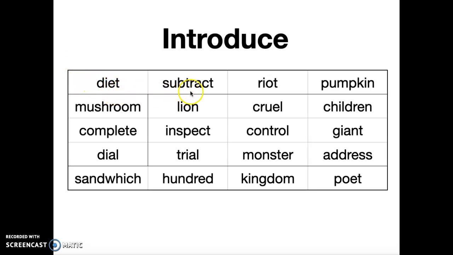Diet, subtract, riot, pumpkin, mushroom, lion, cruel, children, complete, inspect, control, giant, dial, trial, monster, address, sandwich, hundred, kingdom, poet.